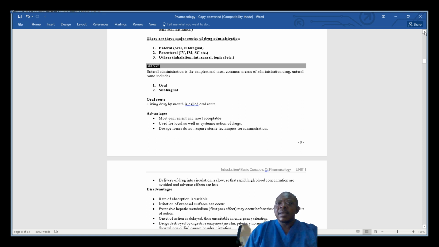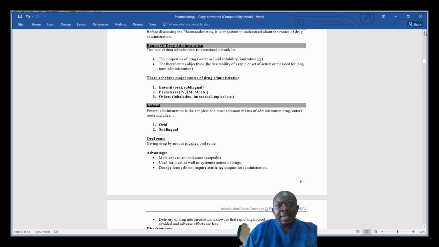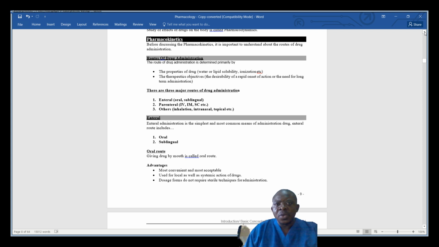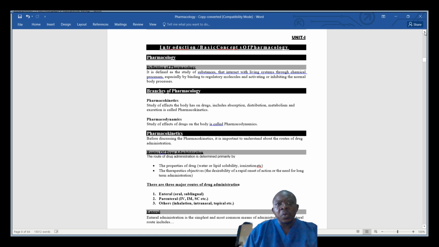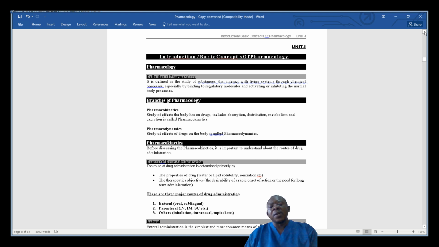There are three major routes of drug administration. There is enteral, parenteral, and others include inhalation, intranasal and topical. So in our next lesson, we'll look at parenteral, or IV, IM and subcut administration of drug. So in this lesson, we are trying to appreciate the definition of pharmacology, in which we say it is the study of medicines or drugs.